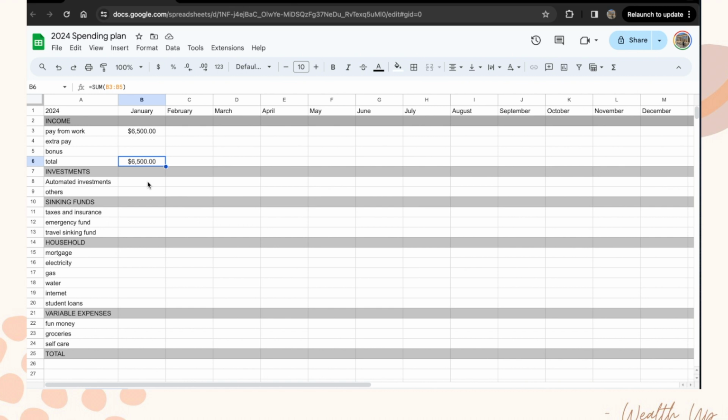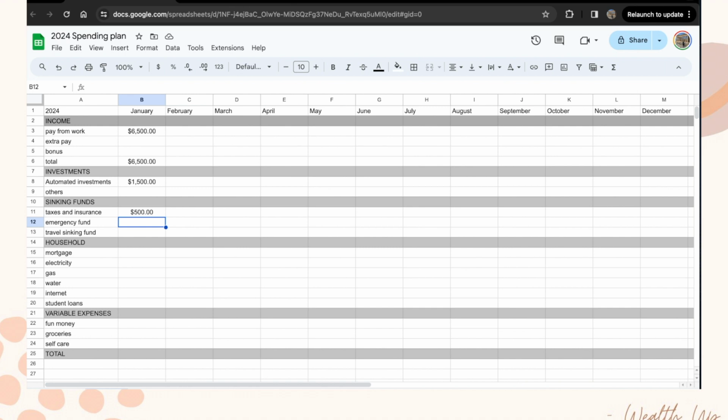The first thing I will do is allocate how much I plan for my automated investments, and that's $1,500 for the month. I don't expect additional investments this month, so I'll leave that blank. For taxes and insurance, I'll set aside $500, and these sinking funds are automated. So as soon as the money hits my account, the money is then sent over into the sinking funds. So in reality, I never see the money in my checking account.